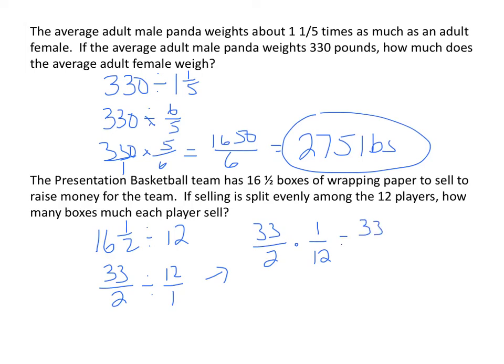33 times 1 is 33, 2 times 12 is 24. 3 goes into both. So 33 divided by 3 is 11. 24 divided by 3 is 8. 8 goes into 11 one time with 3 left over. So each person will be responsible for selling 1 3/8 boxes of wrapping paper.